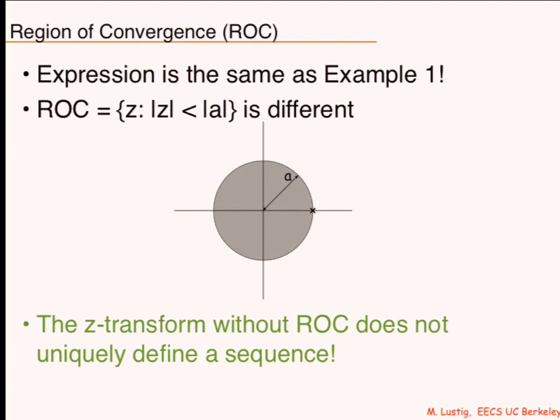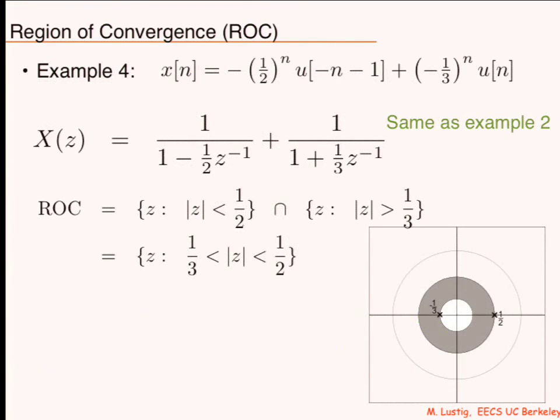Okay, got 5 more minutes. Region of convergence. The expression is the same as example 1, but the region of convergence is different. It's actually inside the pole. So you've got a pole, and then you look inside. So the z-transform without a region of convergence does not uniquely define a sequence, and you have to do both. Okay, let's look at another example.